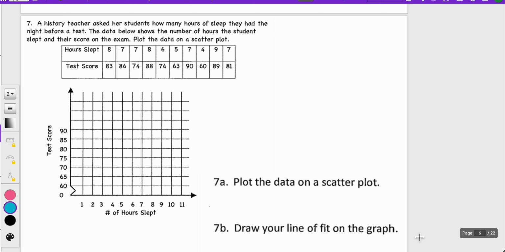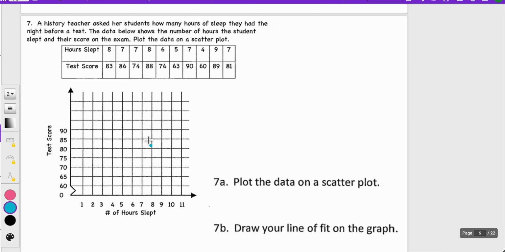The next few we're going to plot some points, so this is the part that takes a little bit, so if you need to fast forward in this part of the video, you can. The history teacher asked her students how many hours of sleep they got and then took their test scores. The data below shows the number of hours the students slept and their score on the exam, so plot the data on a scatter plot. So the first one we have 8 hours and then 83.